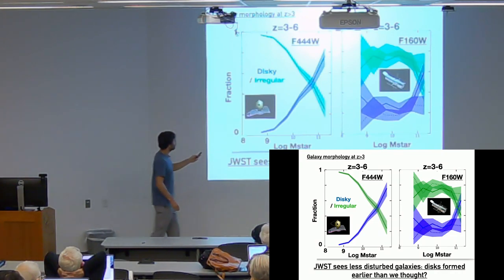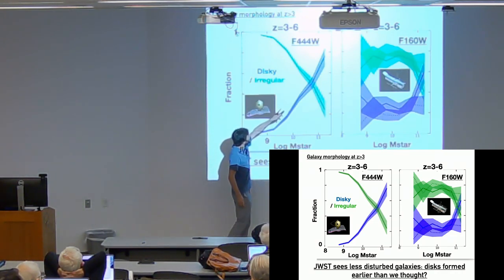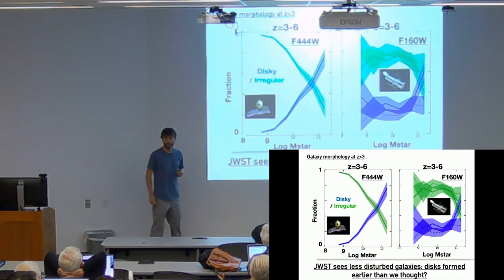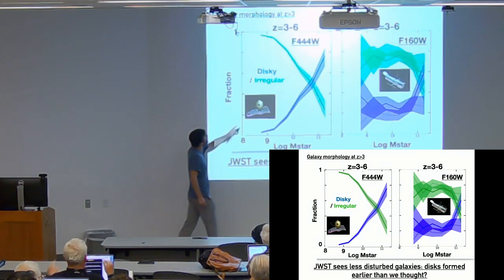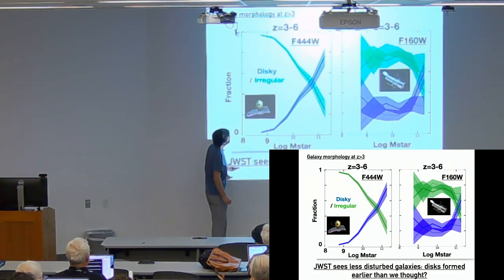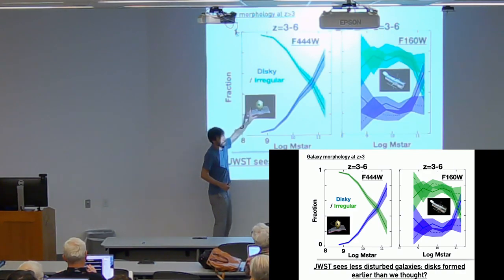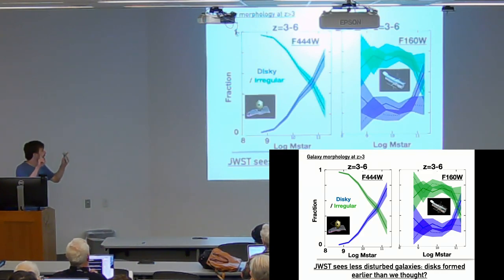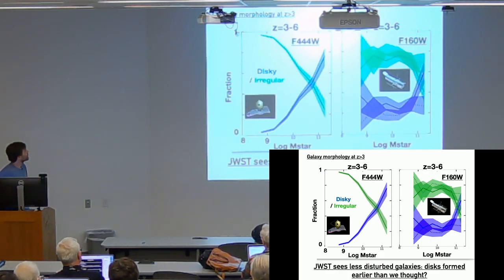So now you see that there's a clear trend with mass here, and then everything was dominated by disturbed systems in HST at 1.6 micron. Then you can see that there's a strong correlation with mass, and at the high mass end, you did see less disturbed systems, more disky systems. So is it true that this formed earlier than we thought? Eventually, this is what JWST is telling us, at least. But this is not a consequence of spatial resolution, it's more a consequence of wavelength, band correction, let's say.